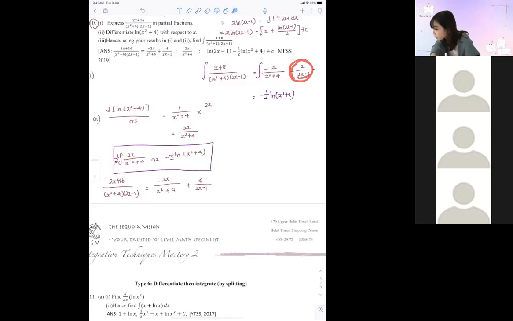How about this? How to integrate this one? This is bracket power minus 1. And there's a constant on top. So this becomes 2 ln 2x minus 1 over 2. Is there numbers on the integral sign? No. So remember to put plus c. And that is your answer. Okay, well done, Tasha. Good.